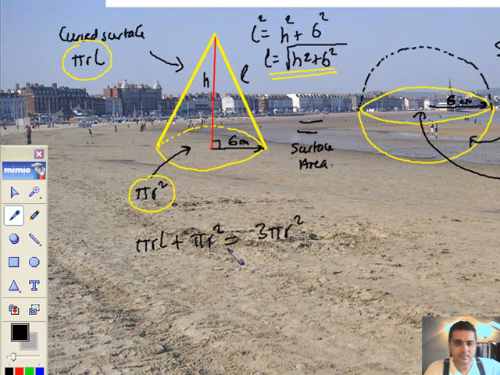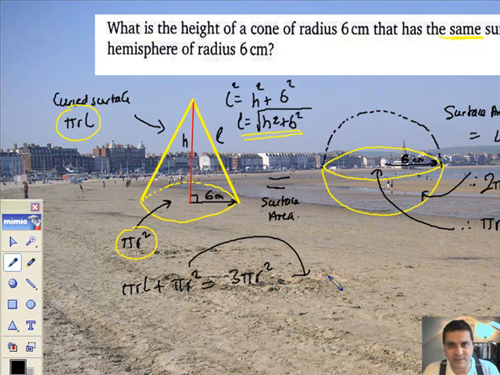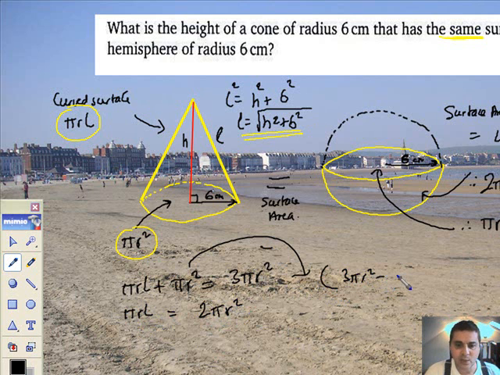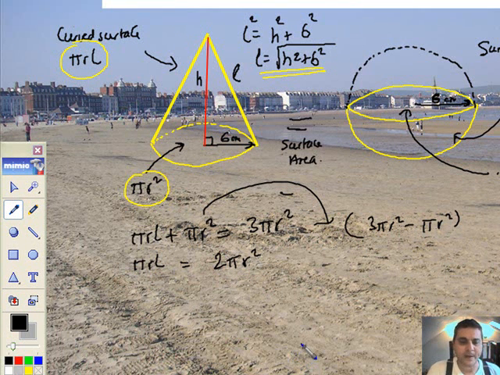Is that alright? Now, if I take my pi r squareds over next door, and of course I can substitute actual values in here and begin to work things out, but let's not get overcomplicated with numbers and pi's floating around everywhere. If I subtract one of the pi r squareds from next door, I have pi r L equals 2 pi r squared. Why is that? Well, it's 3 pi r squared, take away the single pi r squared, hence 2 pi r squared.